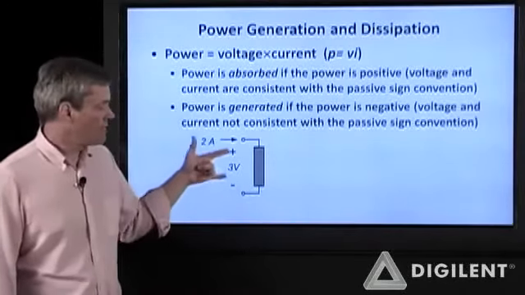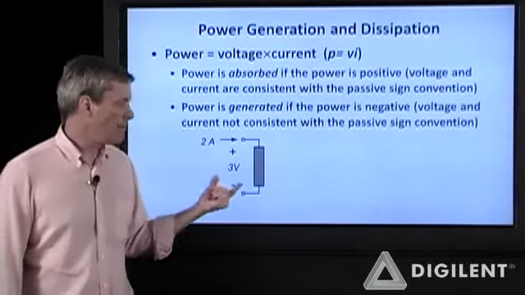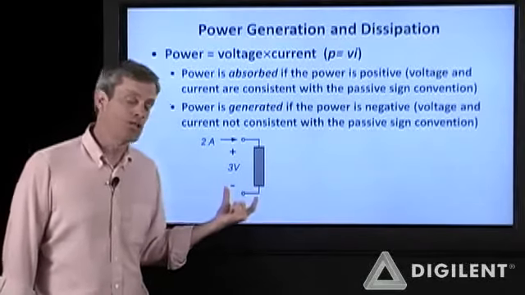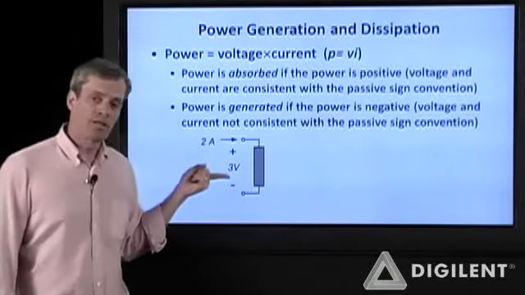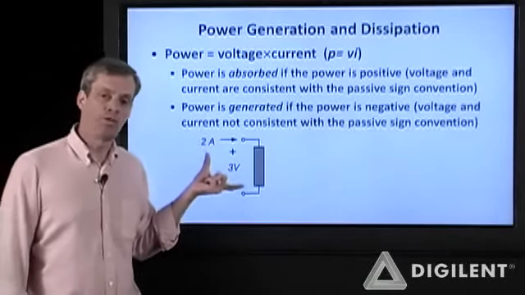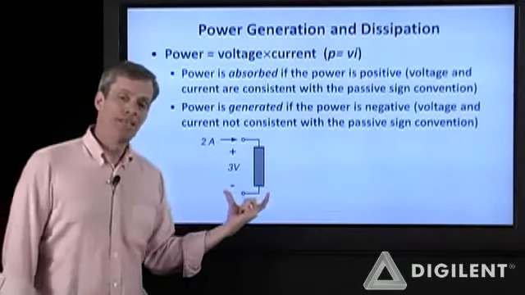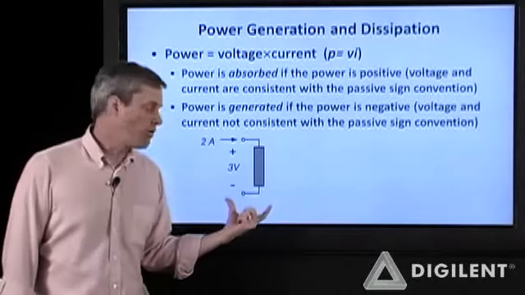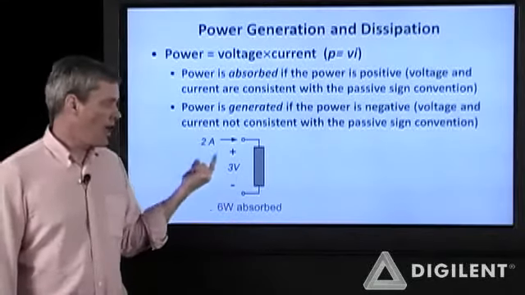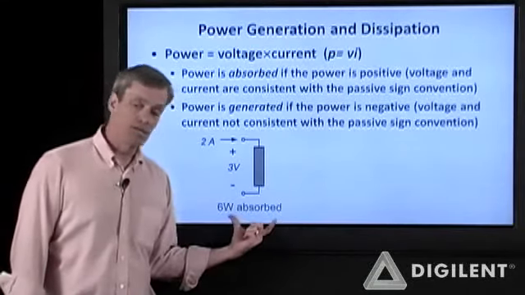If I have a 3-volt difference here with 2 amps going into the positive voltage node, current is going into the positive voltage node. These agree with the passive sign convention. This element is absorbing power. It's absorbing 2 amps times 3 volts, 6 watts.